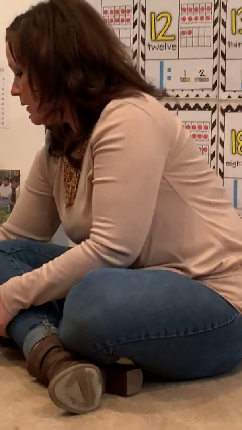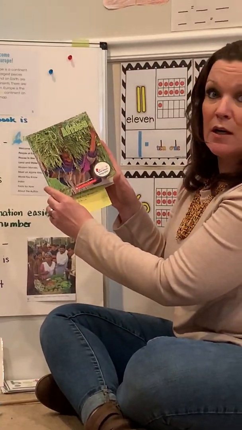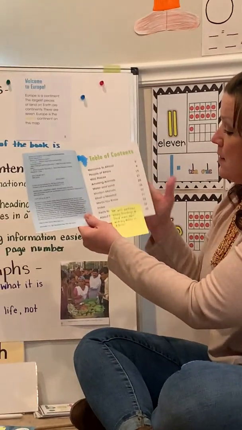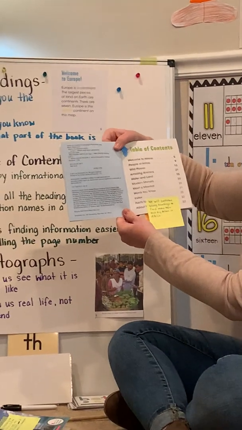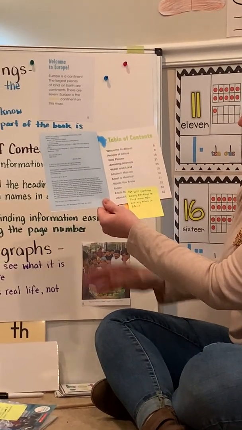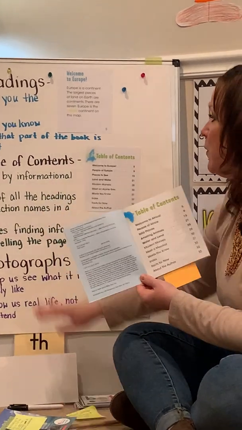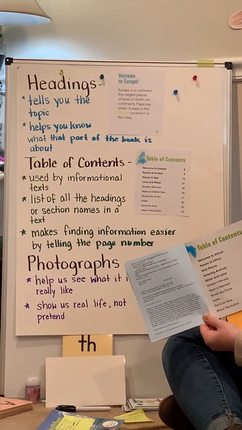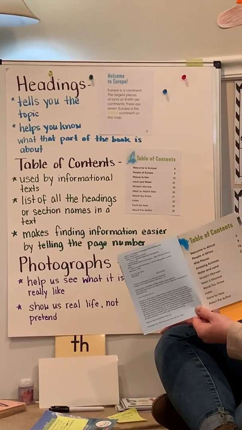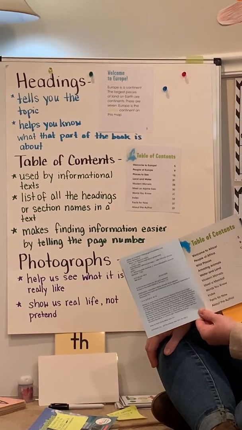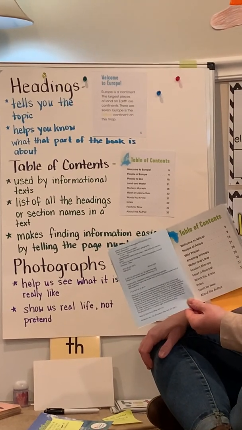So today, we're also going to explore Africa. And I'm going to turn in Africa to the table of contents. We're going to continue using headings to find the main topic and key details in Africa, but I wanted to start on the table of contents. And remember, they're used by informational texts, and it lists all the headings or section names in a text, and it makes finding information easier by telling people the page number.